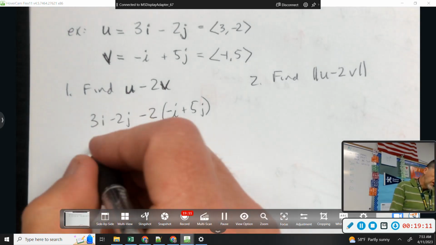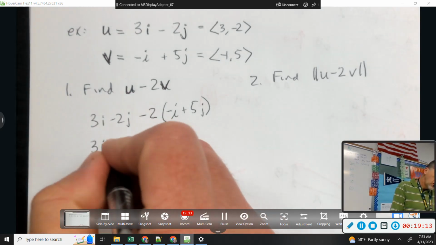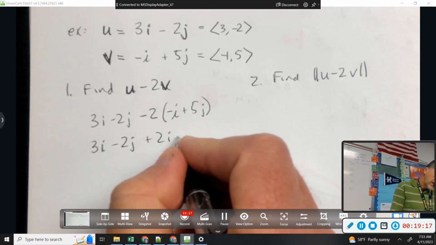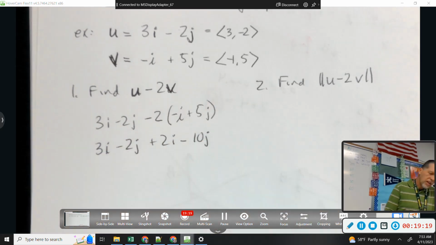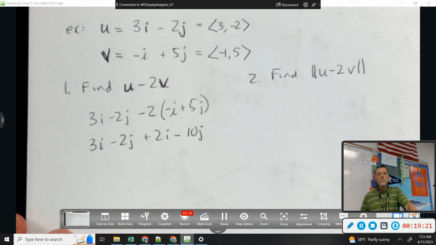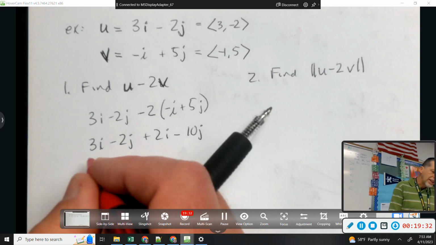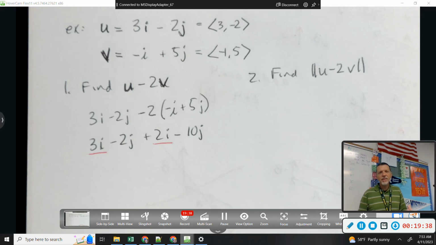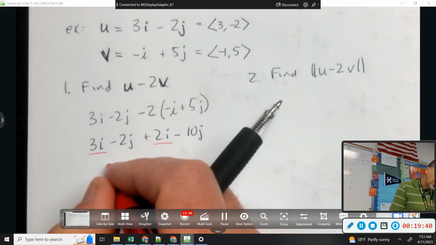Let's distribute the negative 2. So plus 2i minus 10j. When we added with parentheses or with matrices, we added by position. Here, there's not really position. It's more like terms. So it's the same thing. You're still adding the x's, but instead of adding the first numbers as the x, you're adding the i's as the x.